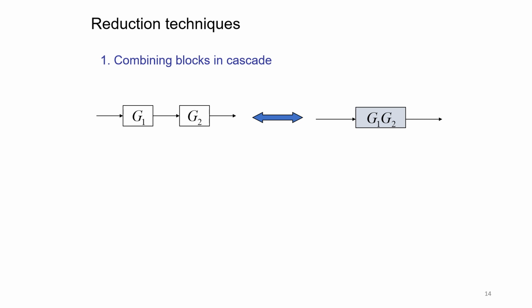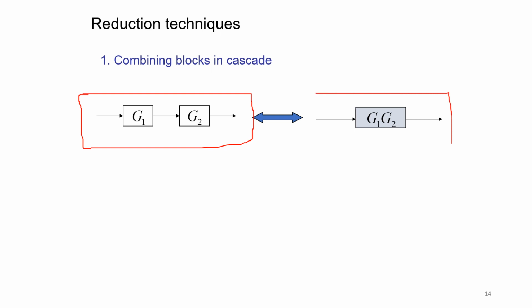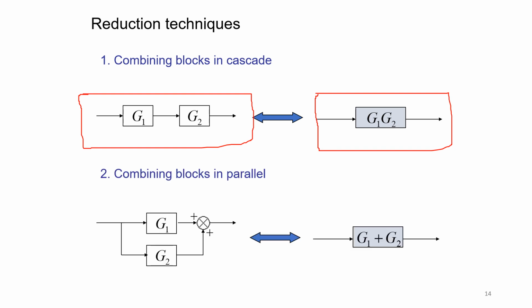The first reduction technique is combining two blocks which are in cascade form. You can observe here that we have two blocks with transfer functions G1 and G2. They are connected in a series or cascade manner. In that case, you can combine these two blocks into a single block just by multiplying the two gains G1 and G2. Whenever you have two blocks in series, you can replace them with a single block with a gain equal to the multiplication of the individual gains of the two blocks. So this is the first basic rule.